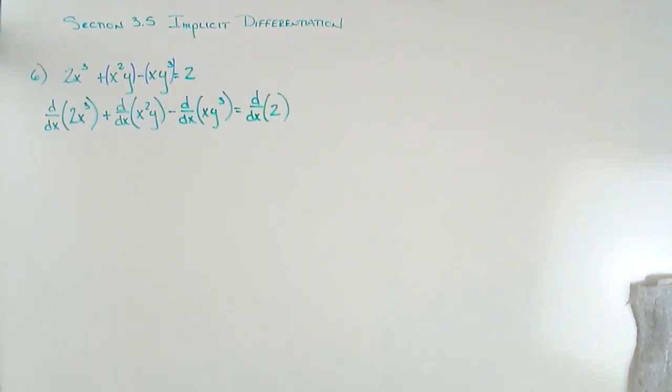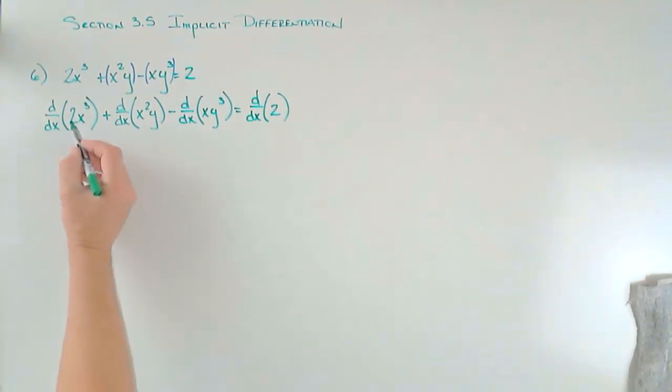So we're going to utilize the derivative of the sum and difference rule first. Now, where do we go from there? Well, our next step is going to be to take these derivatives. Here, we're taking the derivative with respect to x of 2x cubed. There's no y here. This is the derivative with respect to x of a term that is expressed explicitly in x. So we just follow our derivative rules.